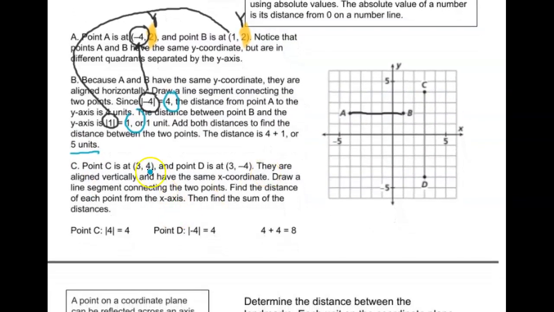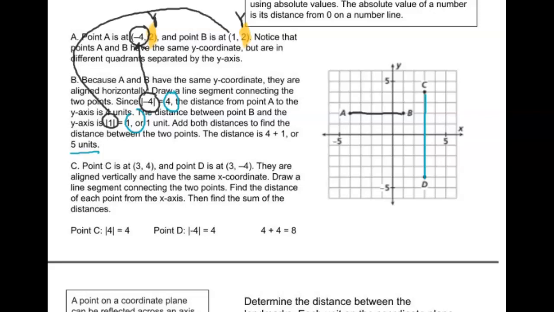Point C is at 3, 4. So C is right here. I ran to 3, I jumped to 4. Point D is at 3, -4. So I ran to 3 and I fell down 4. They are aligned vertically because they go up and down like this. We're going to draw a line segment connecting the points. We're going to find the distance from the x-axis.